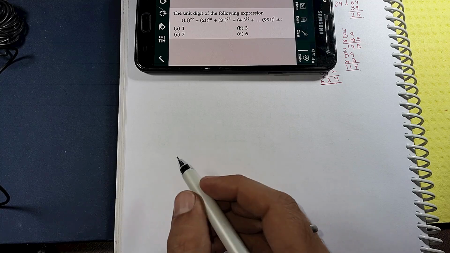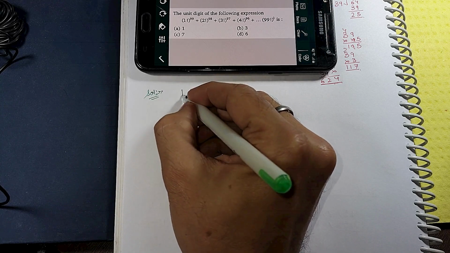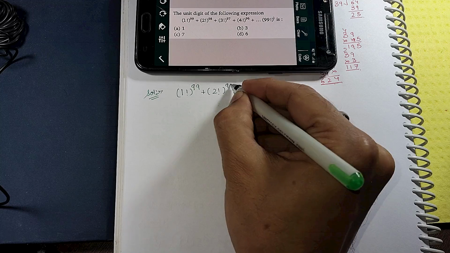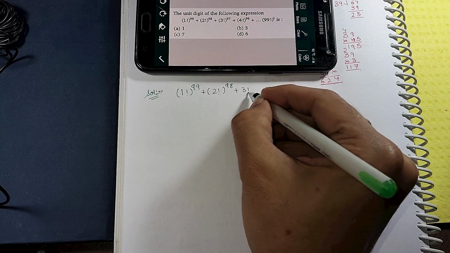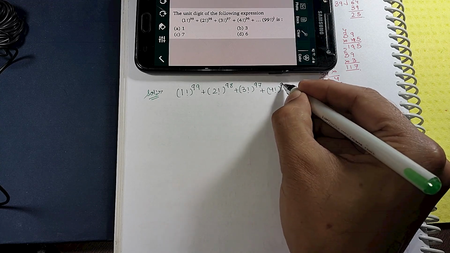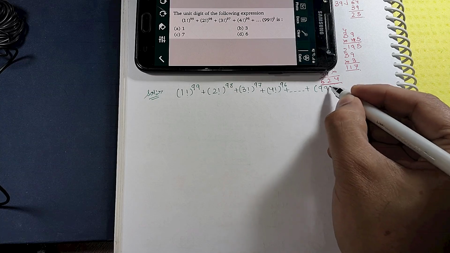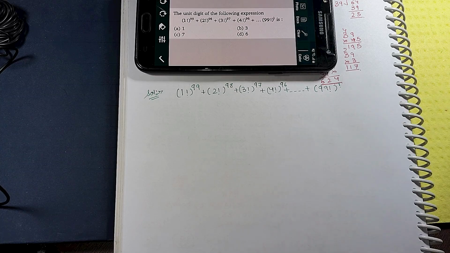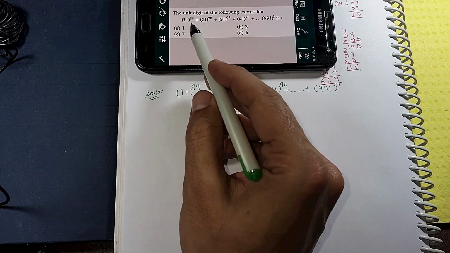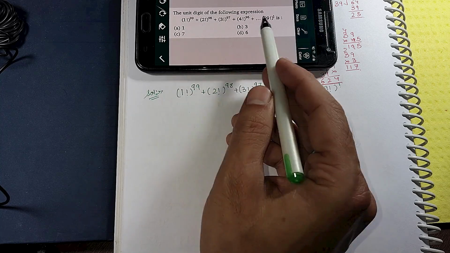The unit digit of the following expression. The expression is 1 factorial whole raised to power 99 plus 2 factorial whole raised to power 98 plus 3 factorial whole raised to power 97 plus 4 factorial whole raised to power 96 plus so on plus 99 factorial whole raised to power 1. So basically the power for the first number starts from 99 and keeps decreasing, and as we reach 99 factorial, the power becomes 1.